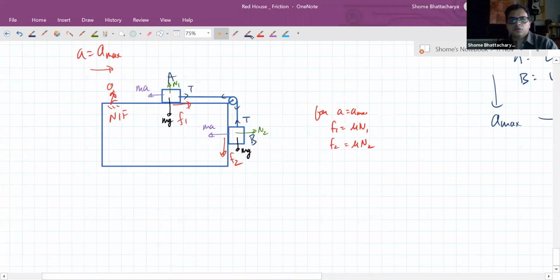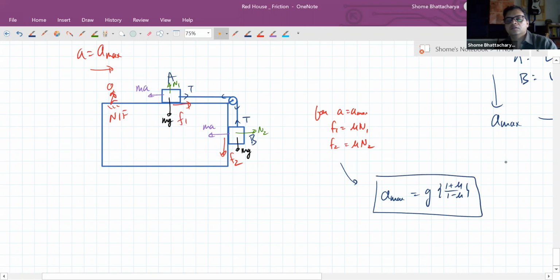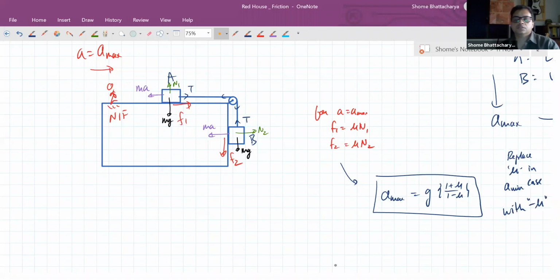Okay, so I now know from this that A max will just become G into 1 plus mu upon 1 minus mu. How do I know this? I know this by replacing mu in the minimum case with minus mu, and you'll get this.